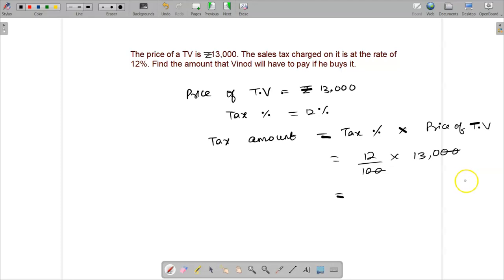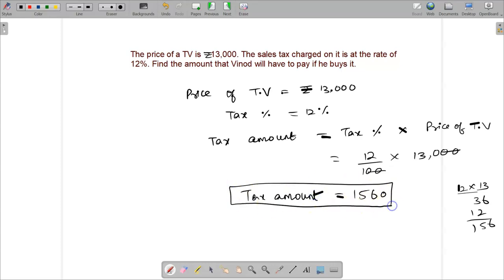So just multiply. So 12 into 13. 3 2s are 6, 3 1s are 3, 2 1s are 2, 1 1s are 1. So 156, and additionally you have one 0 here. So put that 0. So tax amount is given by rupees 1,560.